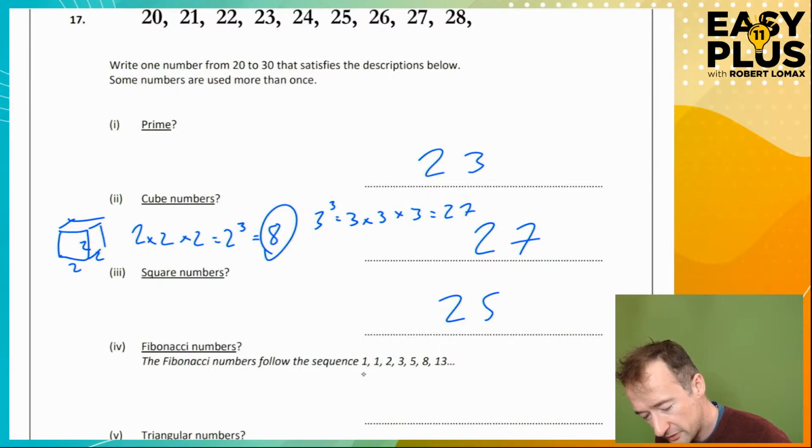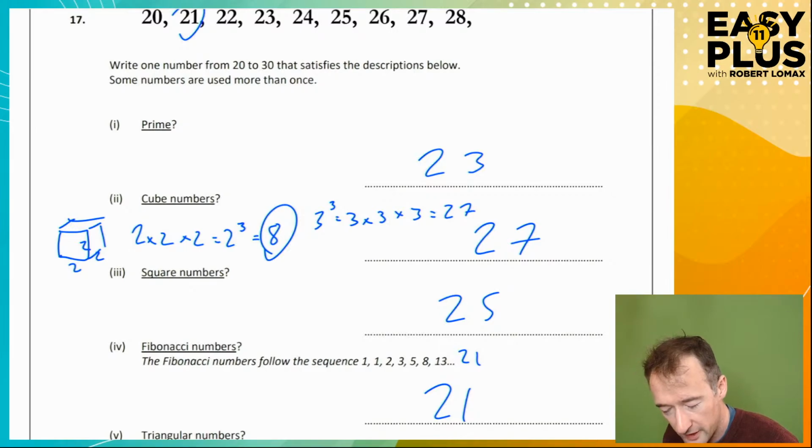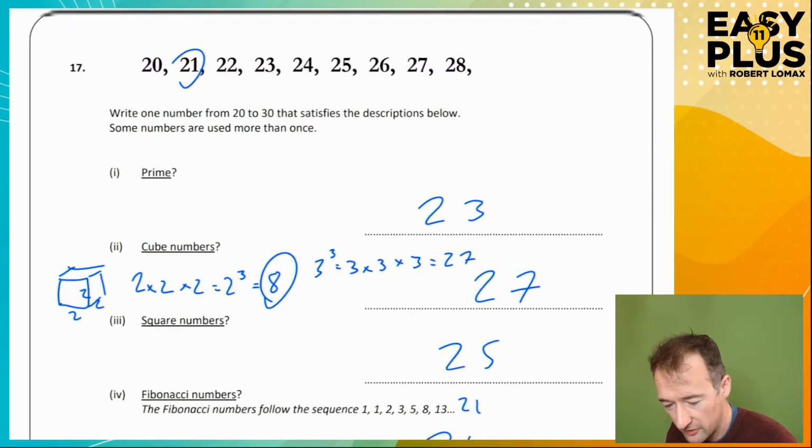So 1 plus 1 is 2, 1 plus 2 is 3, 2 plus 3 is 5, 3 plus 5 is 8, 5 plus 8 is 13, 8 plus 13 is 21. Oh, look, it's 21. That's the answer that we want. Of course, the next one is going to be way beyond 28, so it is not useful to us.